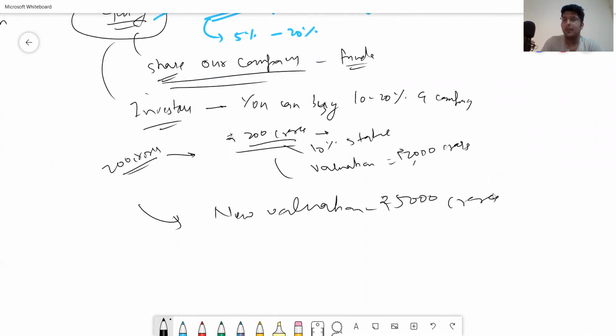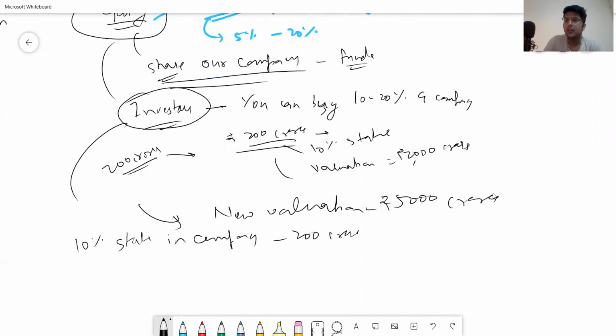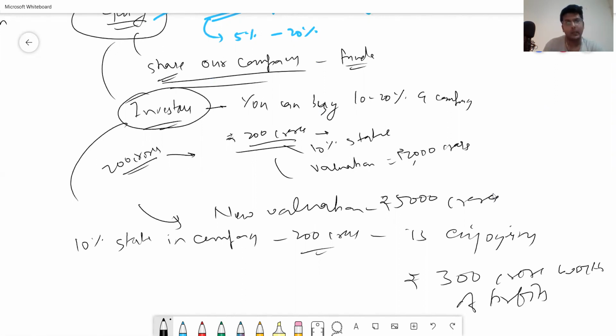So now this investor who bought just a 10% stake in the company for 200 crores is enjoying 300 crore rupees worth of profits. And this is the idea behind equity. Now, this is the very simple way of saying that you provided a share to a person or an investor.